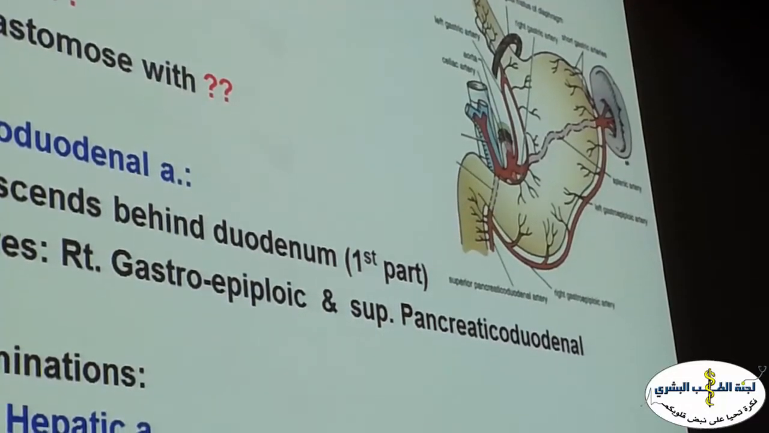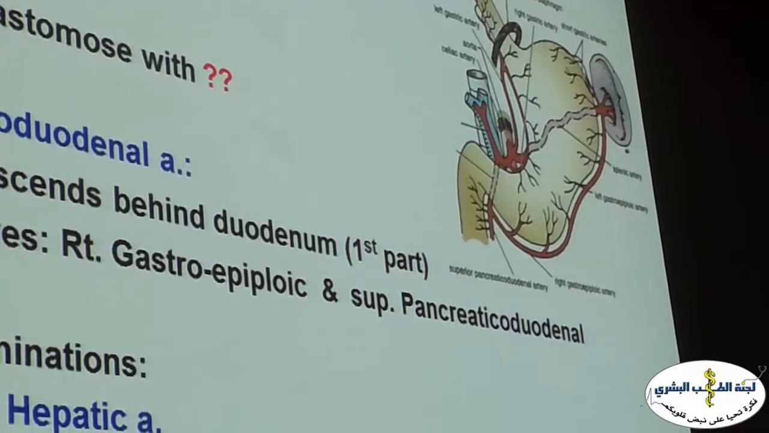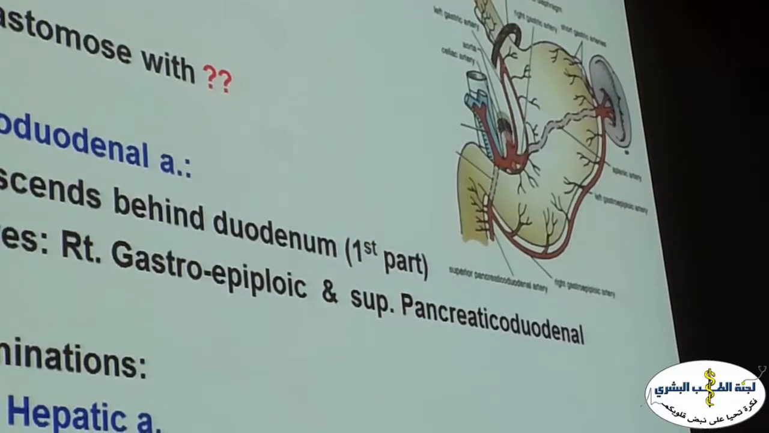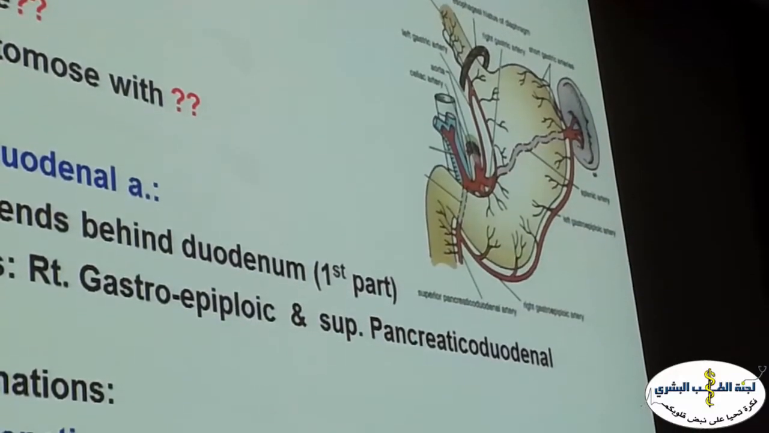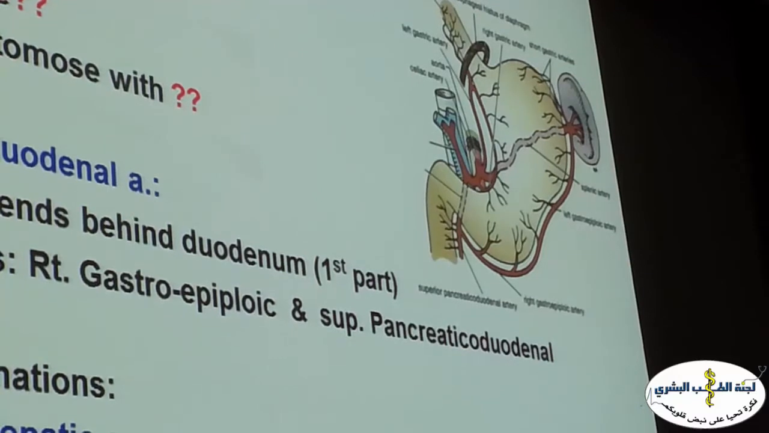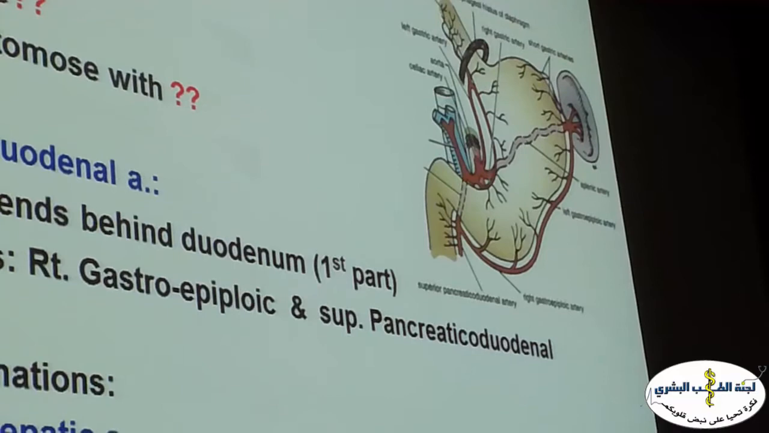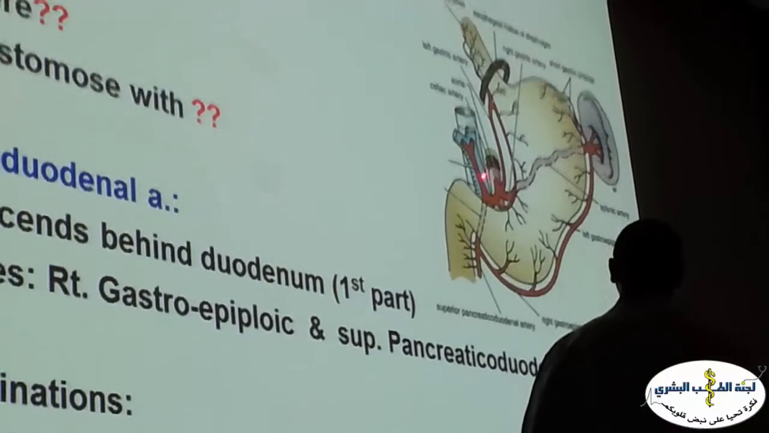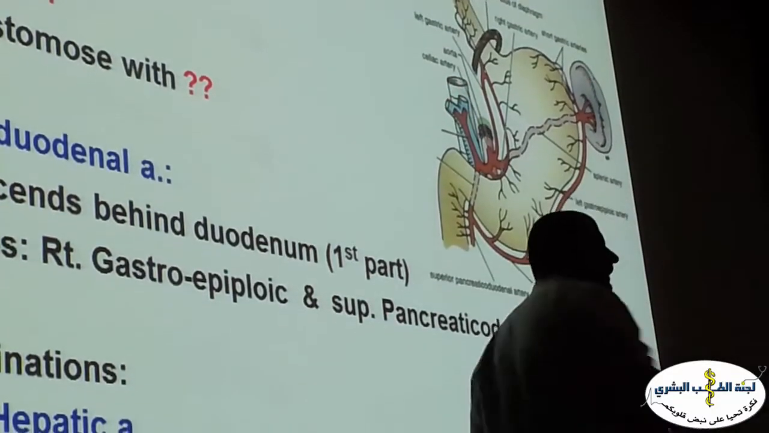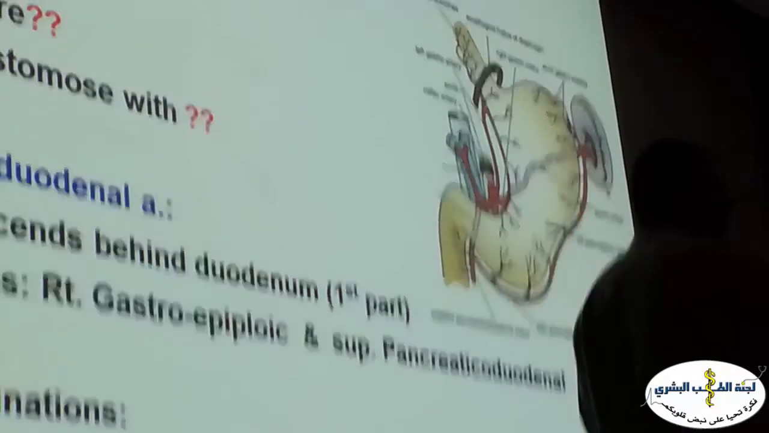Okay? Now, after this, the common hepatic will be called the hepatic proper artery, or the main hepatic artery, okay? To distinguish between the point of branching of the gastroduodenal. Before the gastroduodenal, it is common hepatic. After the gastroduodenal, it's hepatic proper or the main hepatic artery, okay? And we'll continue the hepatic proper or the main hepatic until where? Until the porta hepatis or the hilum of the liver, where it will branch into left and right hepatic arteries.